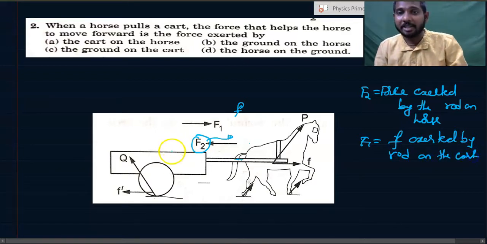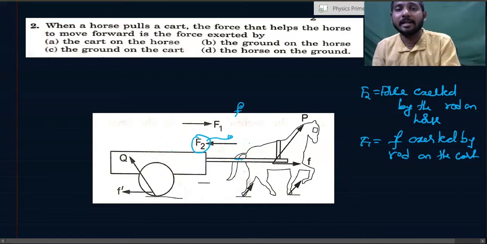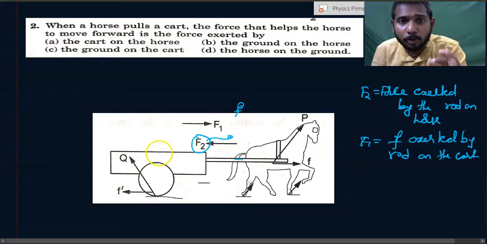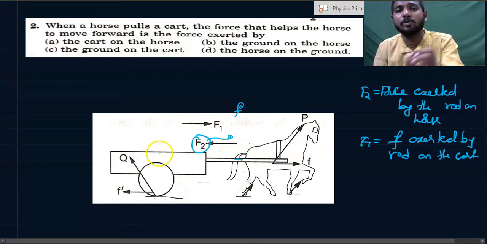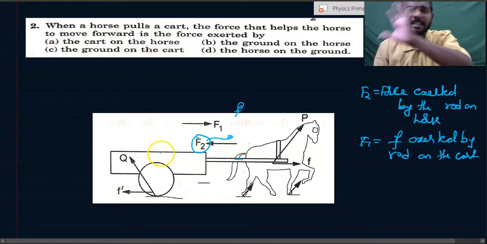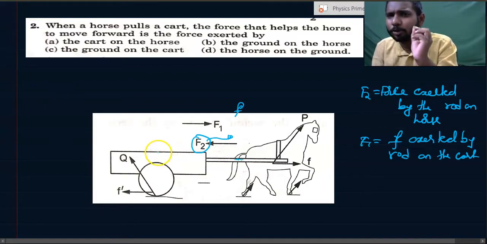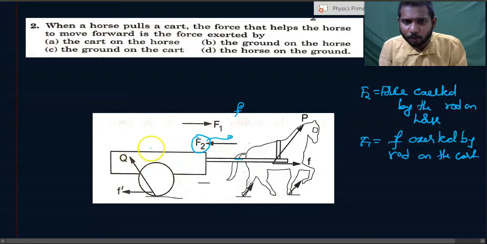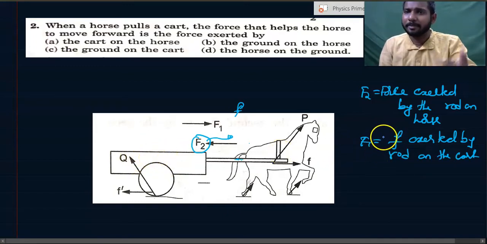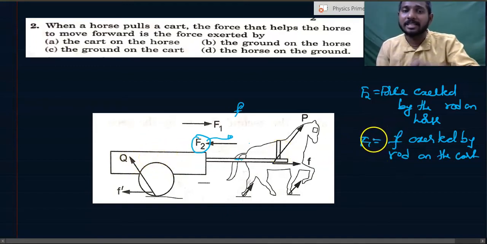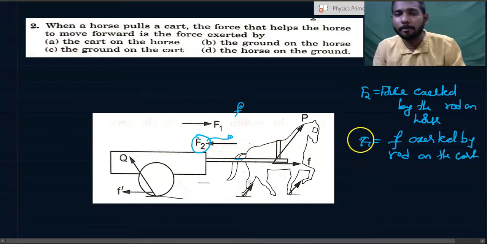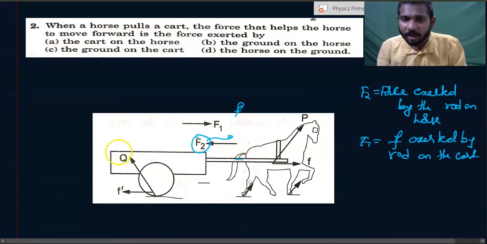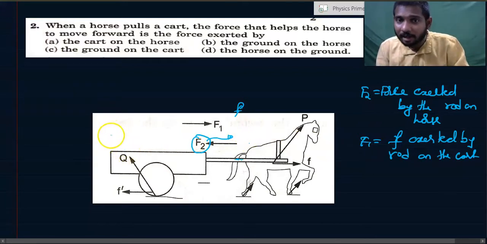We think that a horse is pulling the cart, or the horse is pulled by the cart. We think of a number of things, but if you are able to solve the free body diagram carefully, this question can be solved very easily. There will be two forces, this F1 and F2: the force exerted by the rod on the horse and the force exerted on the cart by the rod.